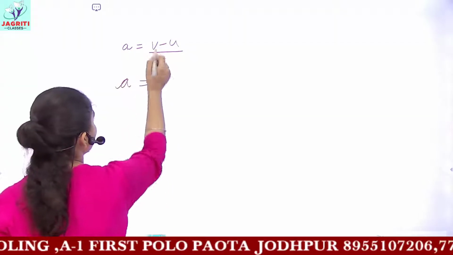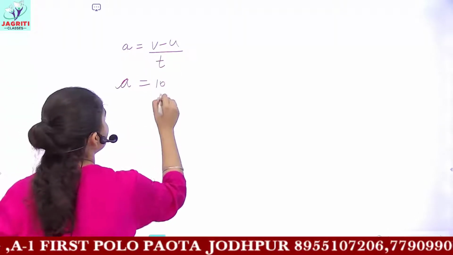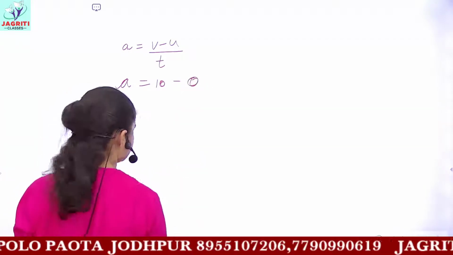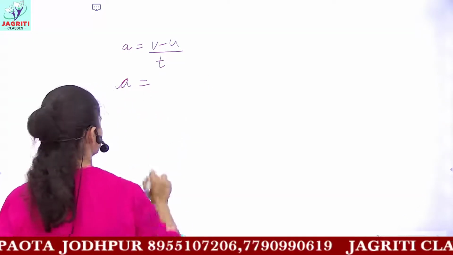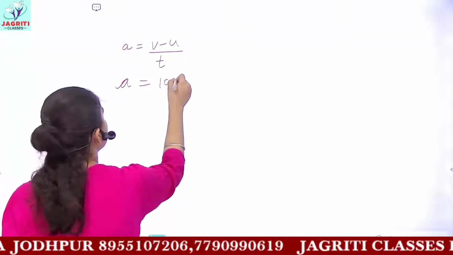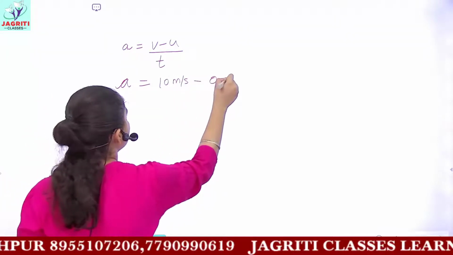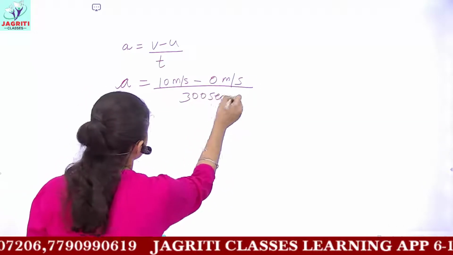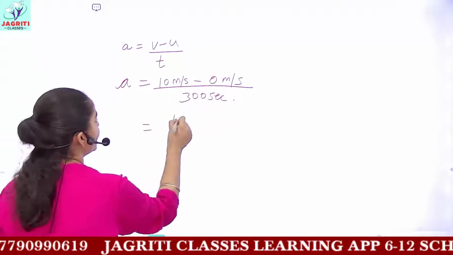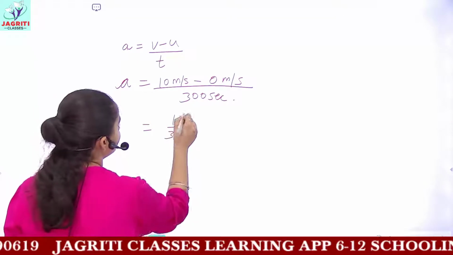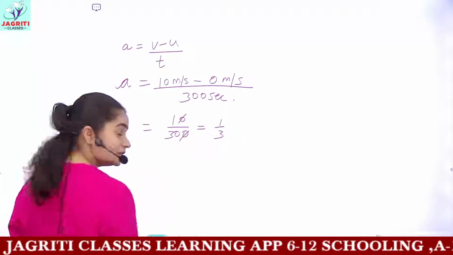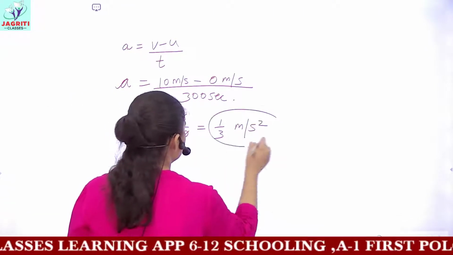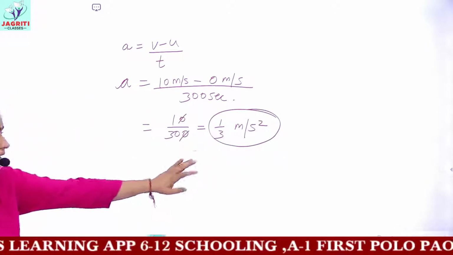So acceleration would be, v is 10 meter per second minus, you have 0 meter per second, 10 meter per second minus 0 meter per second, and time was 300 seconds. And now on solving this, you get 10 by 300, which is 1 by 3. So you can write, and the unit is meter per second square. So this would be your final answer.